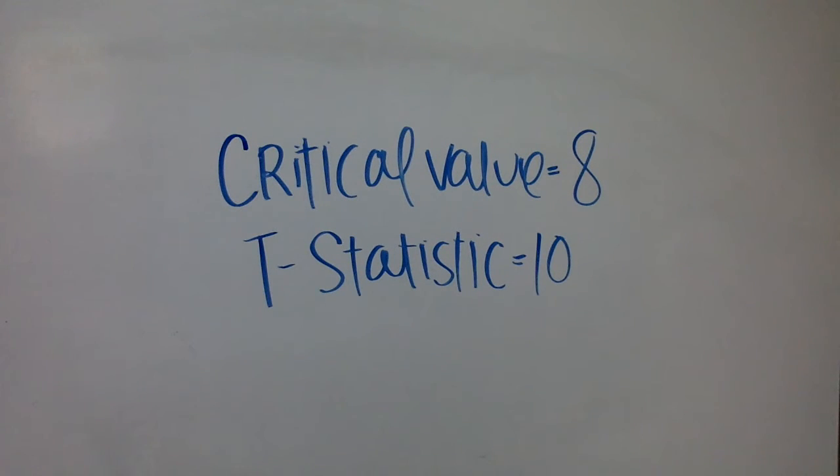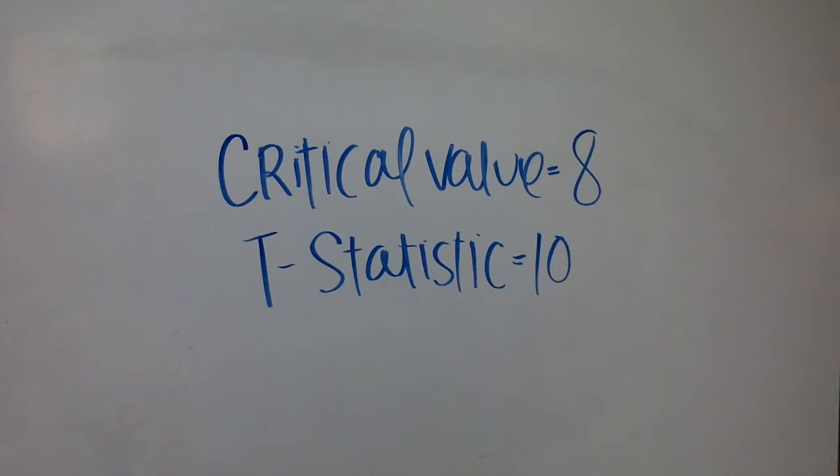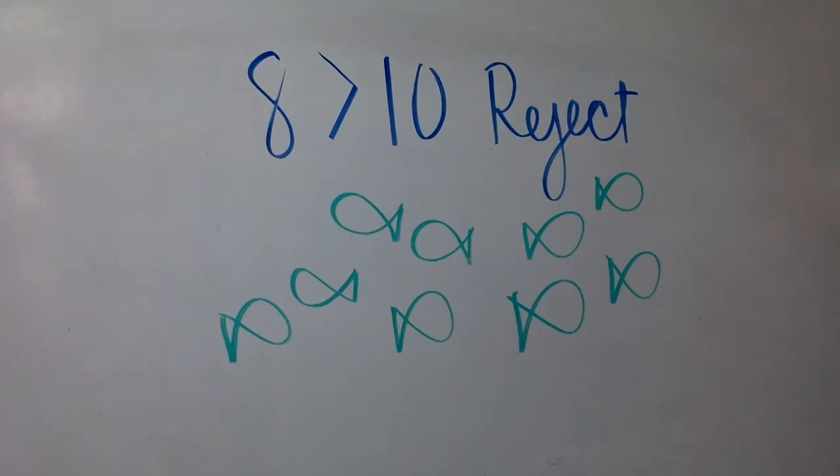So now we have to compare these two. 10 is greater than 8. And what this means is that if our critical value is greater than our t-statistic, we fail to reject. But if the critical value is less than our t-statistic, we do reject. So here, our critical value is less than our t-statistic, so we will reject our hypothesis. There's not enough evidence to prove that dolphins are eating more fish after their workout routine than they were eating before.